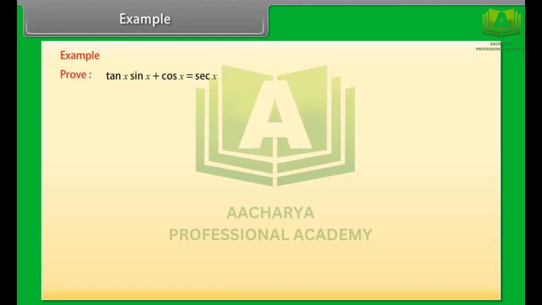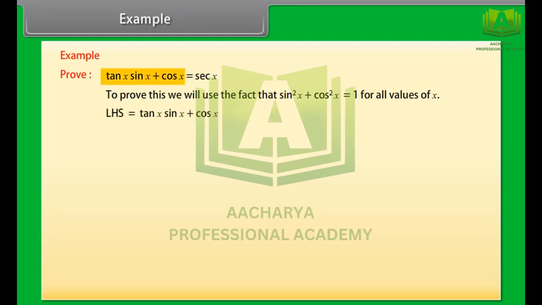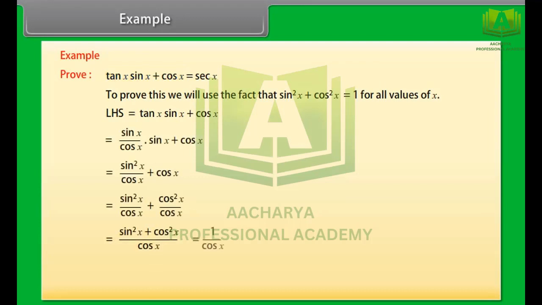Prove that tan x sin x plus cos x is equal to sec x. To prove this, we will use the fact that sin square x plus cos square x is equal to 1 for all values of x. On solving the left-hand side, which is tan x sin x plus cos x, we get sec x, which is equal to RHS. Hence, tan x sin x plus cos x is equal to sec x.